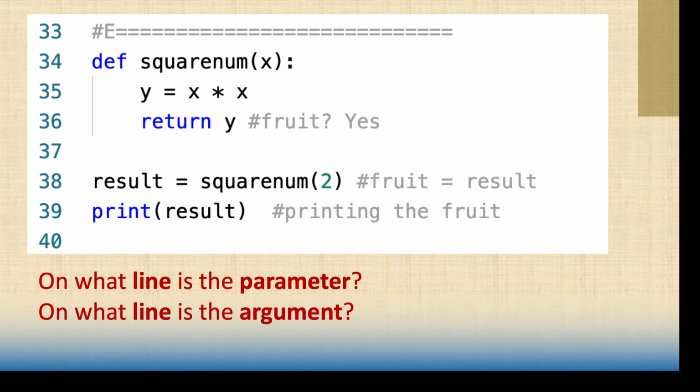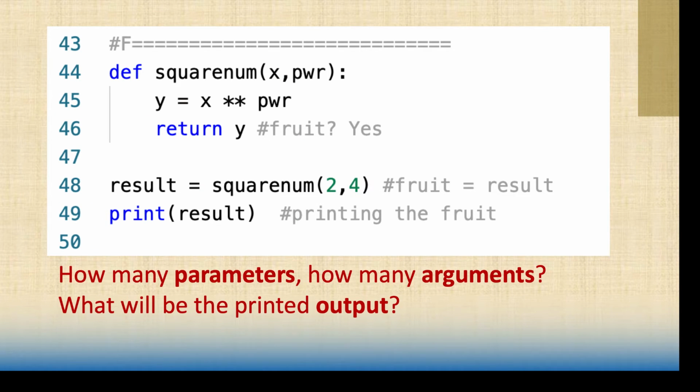Now in this one, it's just saying what line is the parameter, which line is the argument. By now, you should see that the argument is on line 38, that's the 2, and the parameter is the x on line 34, and that's what we were talking about in the previous slide. And we're still doing it the same way.